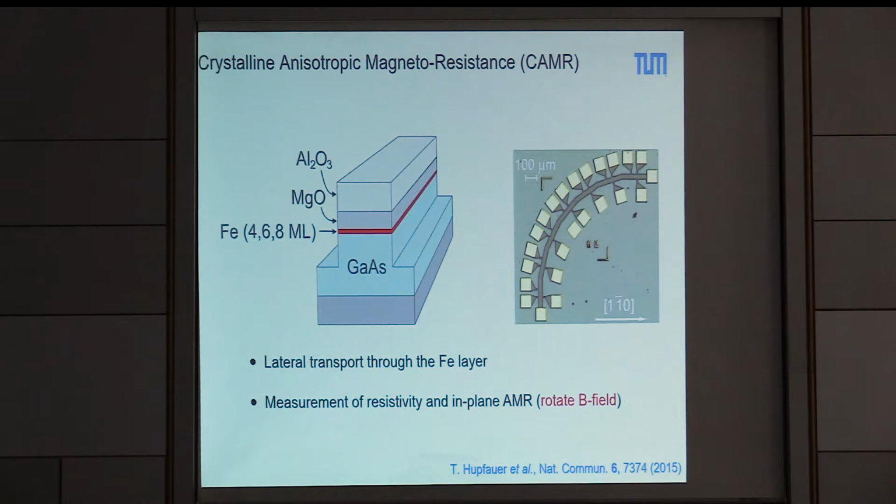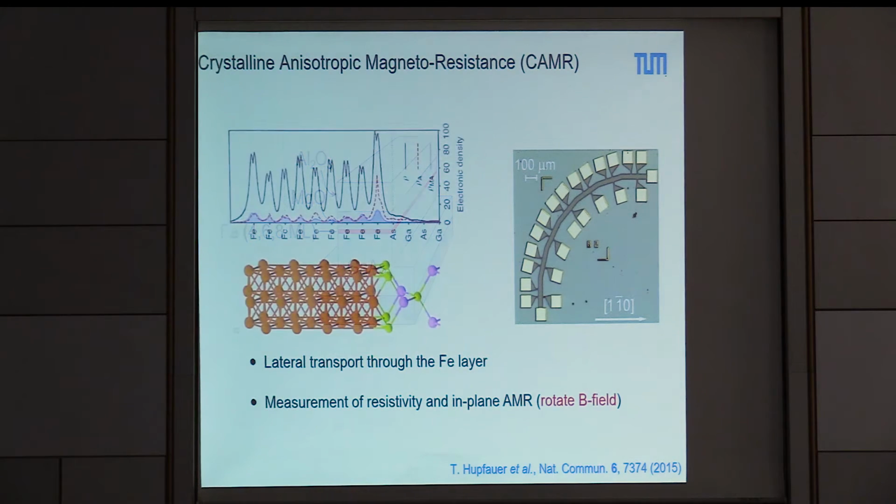And since we want to compare crystallographic directions for the same structure, we use this bent structure here. So we have different crystallographic directions where you can send the current through on the same device. So we measure lateral transport, and what we then do is we measure the in-plane anisotropic magnetoresistance. So we rotate the magnetic field.